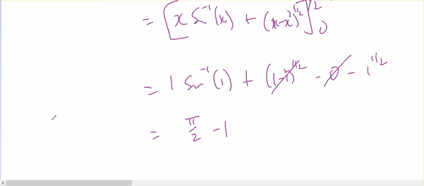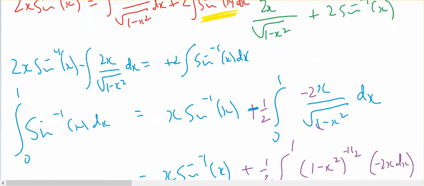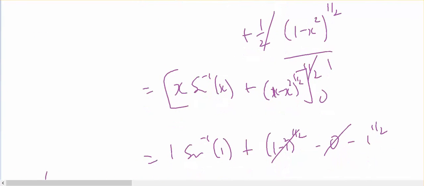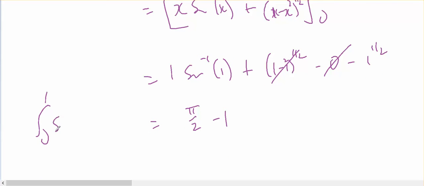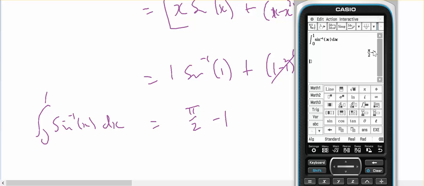So that's what the integral from 0 to 1 of inverse sine of x dx is. And just to double check that, the calculator agrees that pi on 2 minus 1 is going to be the answer.